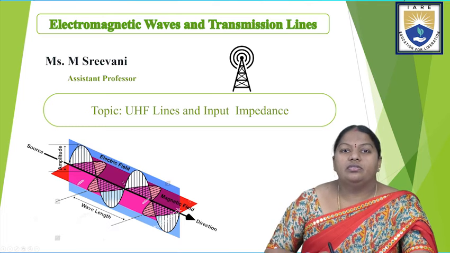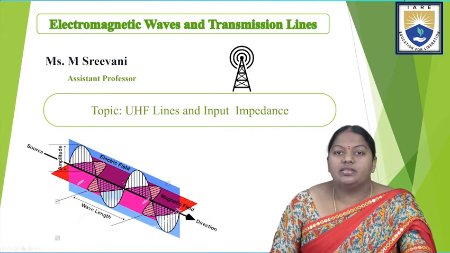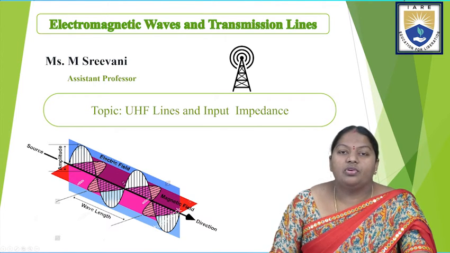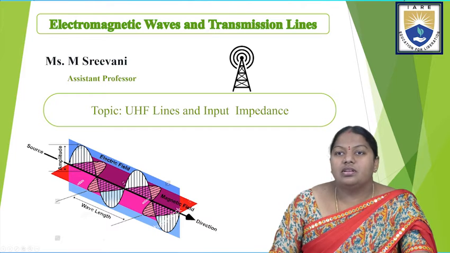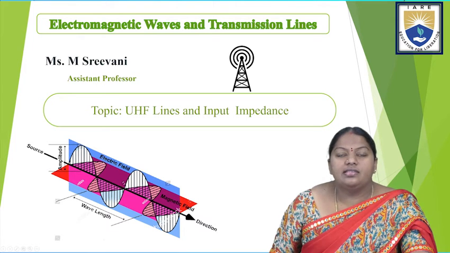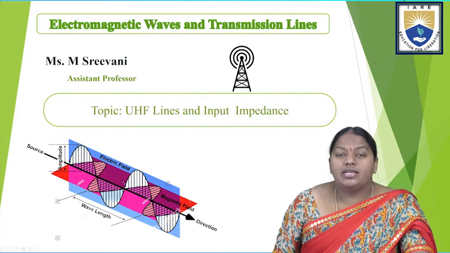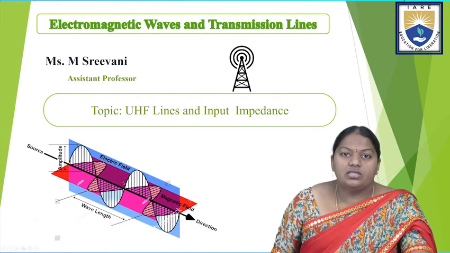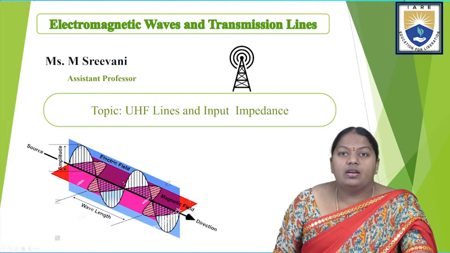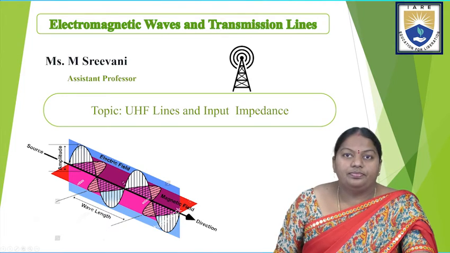So, in today's lecture, we are going to learn about one of the topics in electromagnetic waves and transmission lines: UHF lines, followed by the input impedance of a transmission line. Firstly, we are going to learn about UHF lines. UHF stands for ultra high frequency lines. These are also called RF lines, nothing but radio frequency lines. UHF lines are circuit elements for the transmission lines, followed by the input impedance of a transmission line. We are going to learn this in this particular lecture.